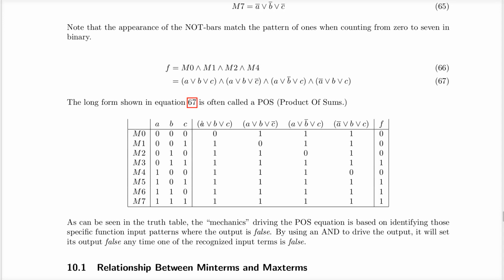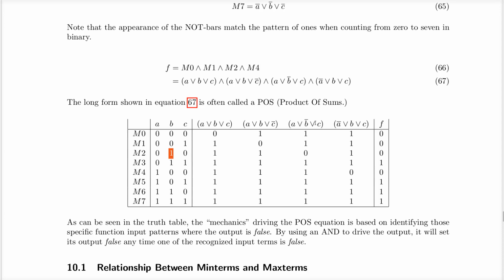This guy is going to be false if and only if A is false, B is false, and C is false. And that's the guy here. That's your M0. This guy here will be false if and only if A is a 0, B is a 0, and C bar is a 0. So that's when A is 0, B is 0, and C is a 1, because C bar becomes a 0. That's the one and only one time this thing will be a 0.